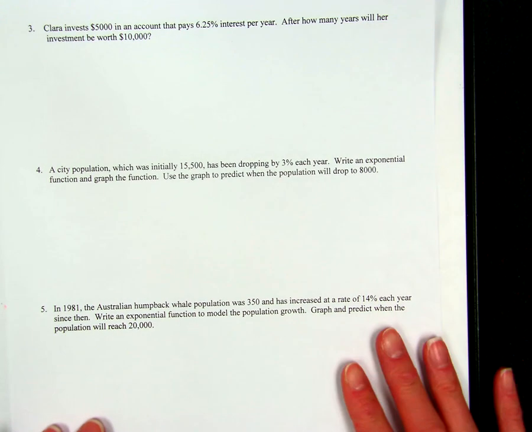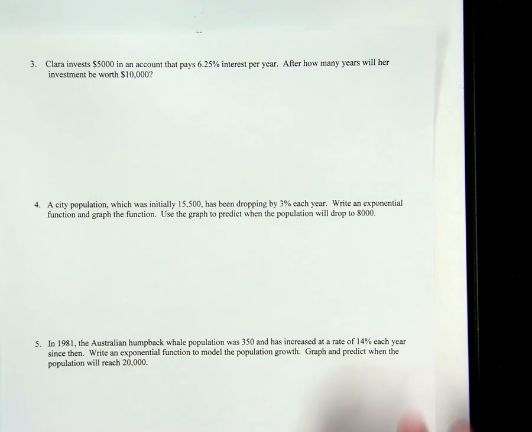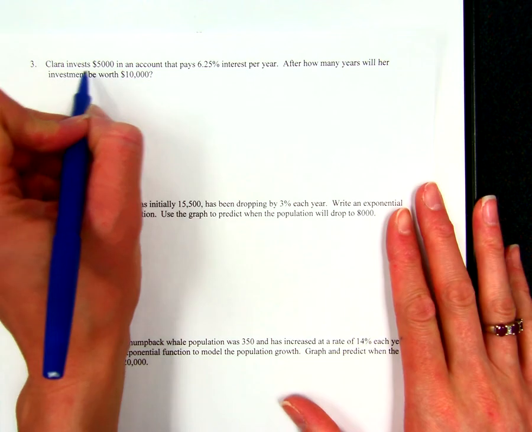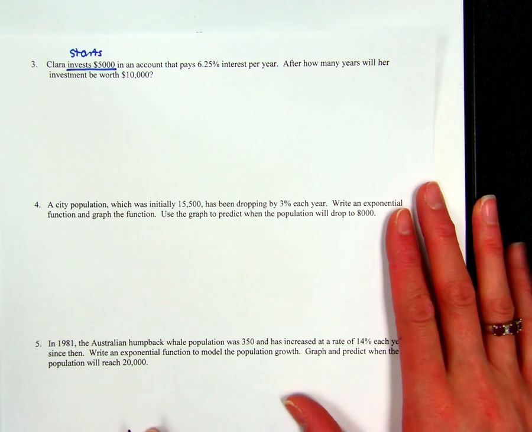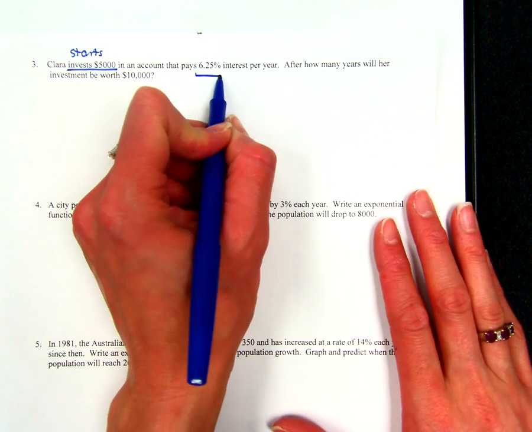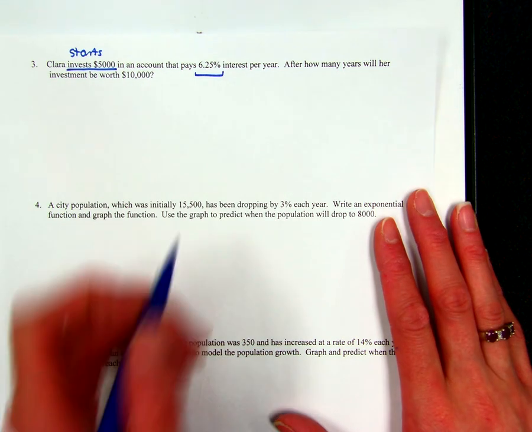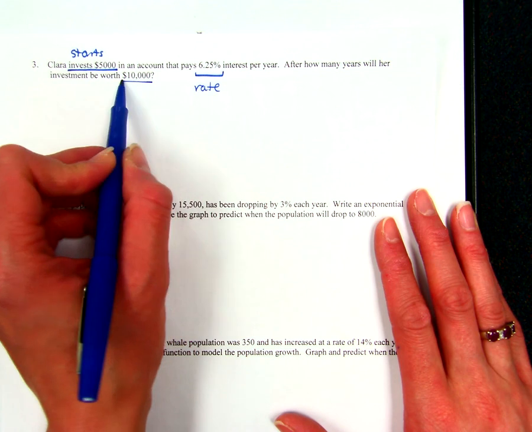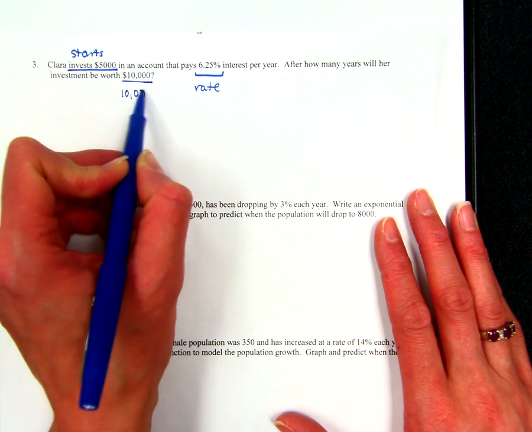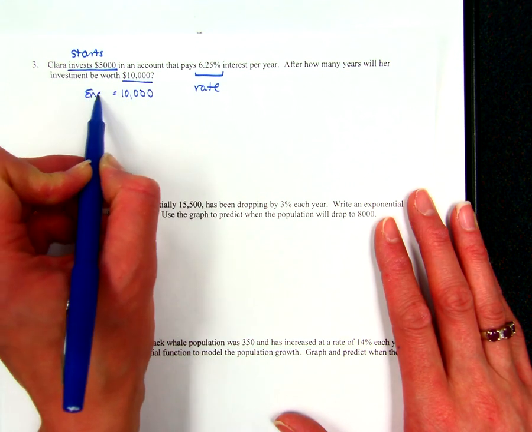All right, so now we're going to do a couple of real-world examples. So Clara invests $5,000 in an account. This is what she starts with. It pays 6.25% interest per year. That's our rate. After how many years will her investment be worth $10,000? So that's how much we want it to end.